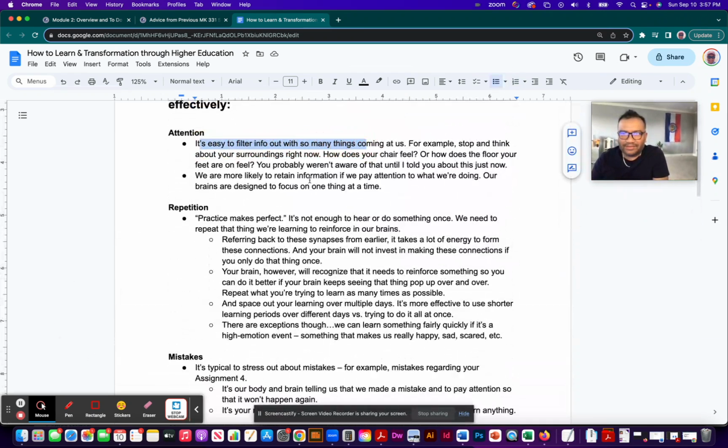So the whole point is we have the capability to tune something out just as much as we have the ability to focus on something. So we're more likely to retain information if we pay attention to what we're doing at the moment. The reason for that is our brains are designed to focus on one thing at a time. So I encourage you, as you're working on stuff for this class and your other classes, to just tune everything else out. Pay attention to that thing that you're learning.